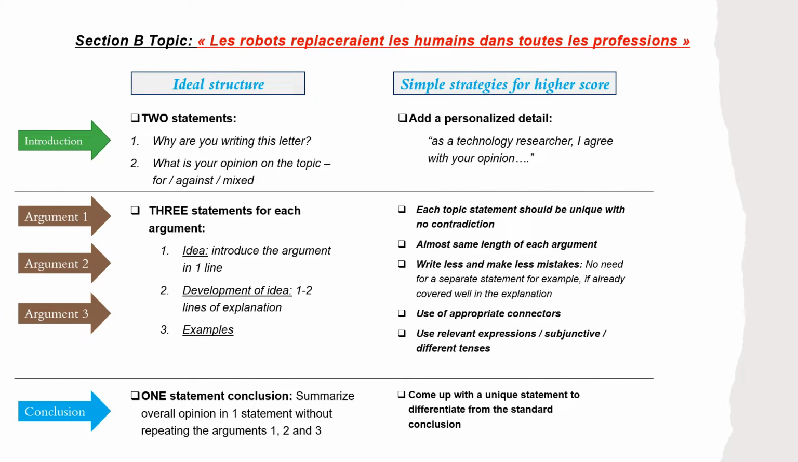Now, there are some strategies which you can use to get a higher score in each part. In the introduction, you'll still stick to these two statements, and by just adding a little element to your second statement, you can increase your chances of getting a higher score. Let me explain it. Here I'm saying just add a personalized detail. When you write what your opinion is, you can say, as a technology researcher, I agree with your opinion. By just adding as a technology researcher, it shows the reader that you have put yourself in that position when thinking about this topic.